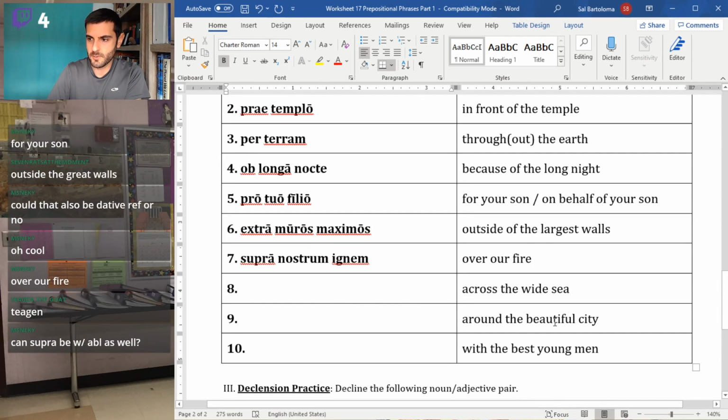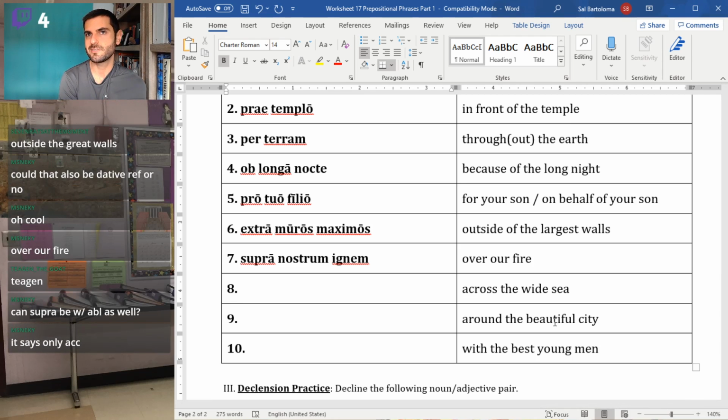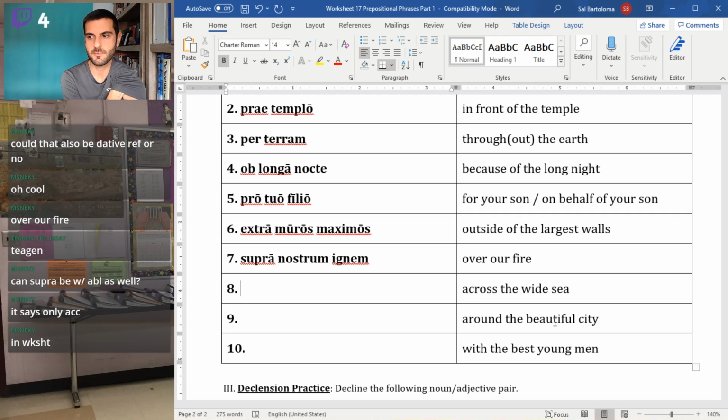Number 8, we're going the other way. Can supra be with ablative? Supra, I think I've seen it before with the ablative, but typically use super if you want it to be with the ablative. Yeah. And again, these things change. They evolve with the language. Typically, I've seen it both ways. I'll just say that. Sometimes they're not hard and fast rules.